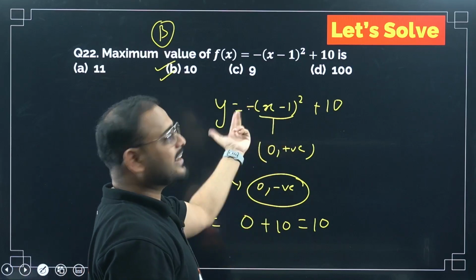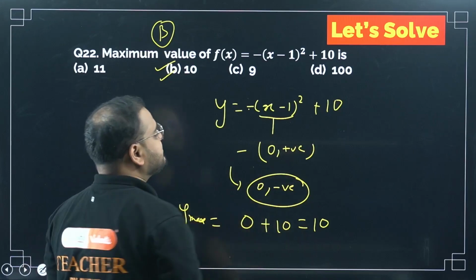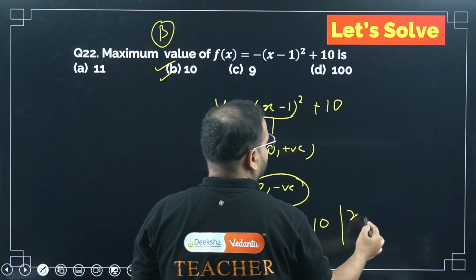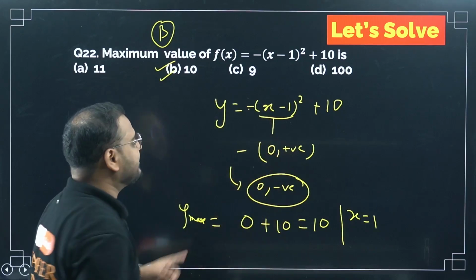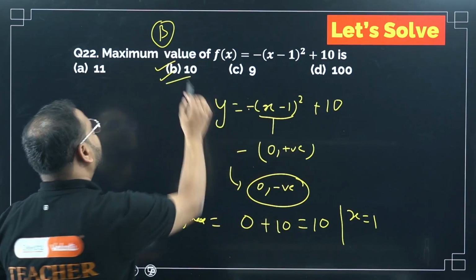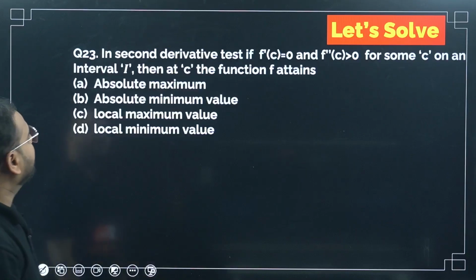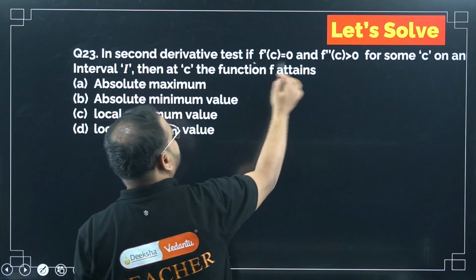1. Whether you take negative or positive x, whatever happens, it will be less than 10 except for x equals to 1. When x is 1, this will become 0, and then the value of the function will become maximum, which is going to be 10. Option number B.